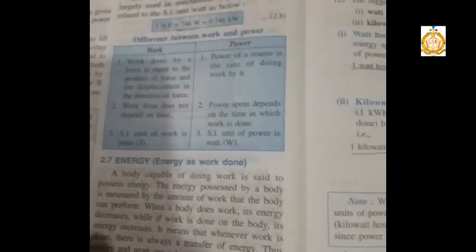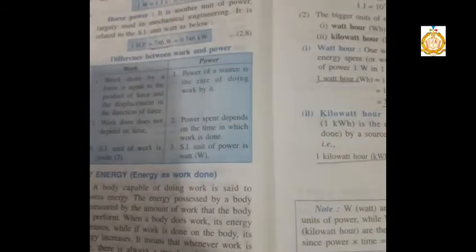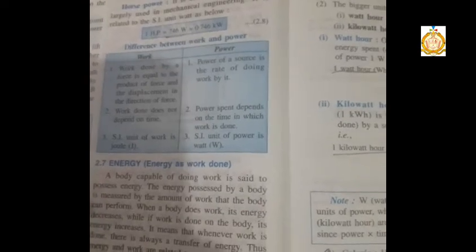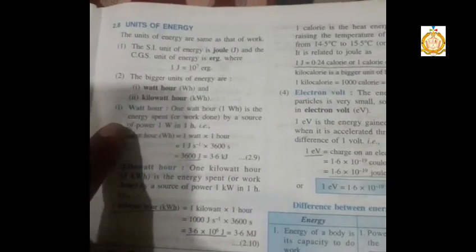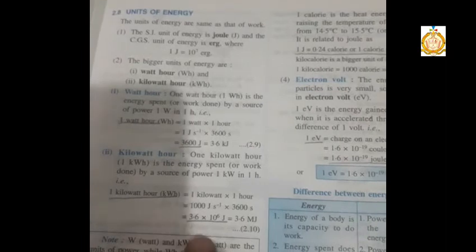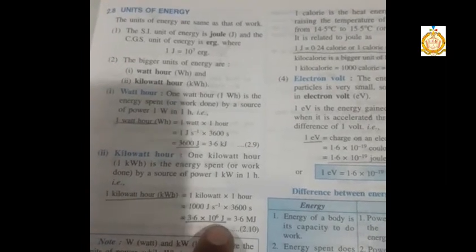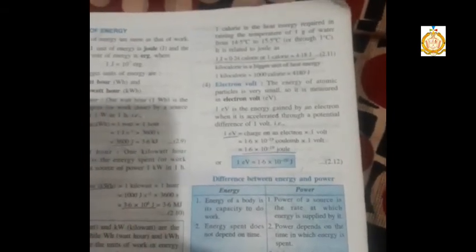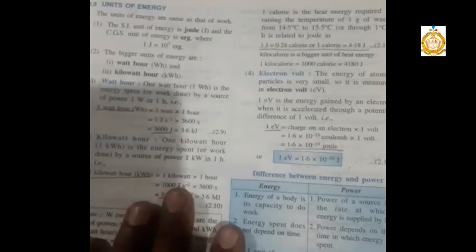Then the second one is energy. Energy is the capacity of doing work, and the work done is called energy. The SI unit is joule. The CGS unit is also erg. 1 watt hour is equal to 3.6 kilojoule. 1 kilowatt hour is equal to 3.6 into 10 raised to power 6 joule. So students, try to read this topic and try to find out the question answers. Thank you.